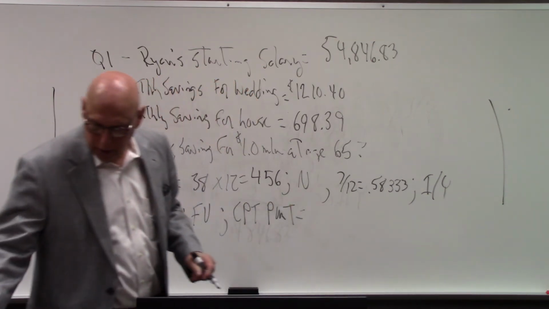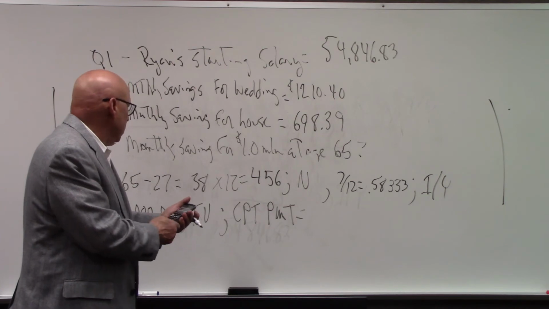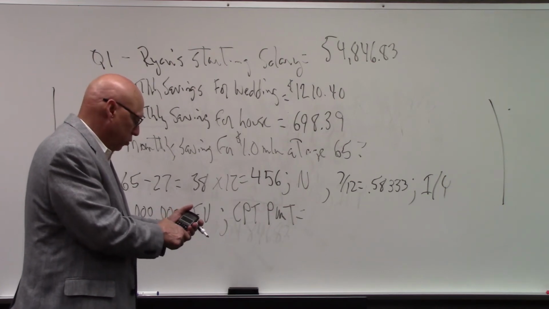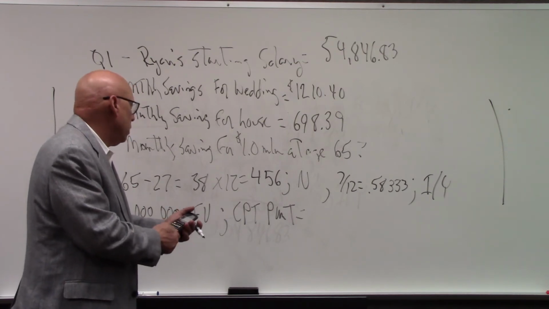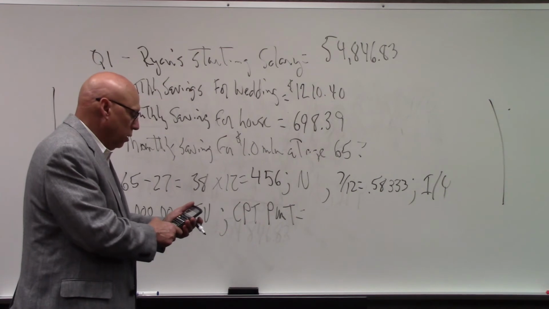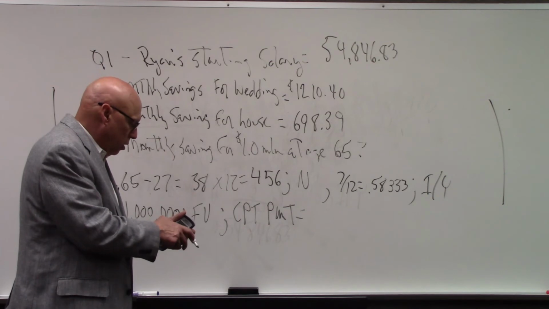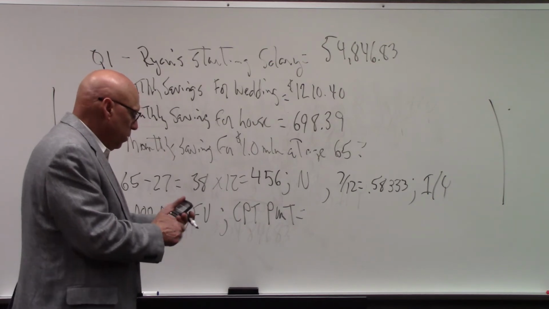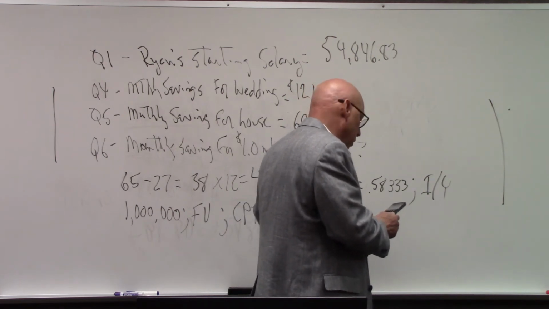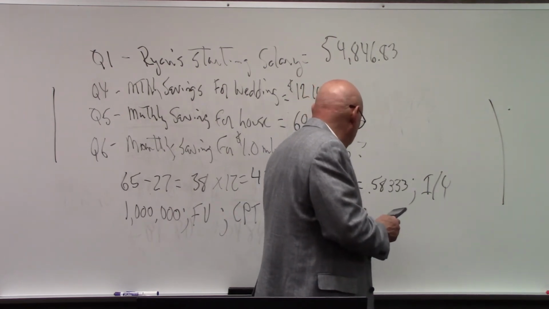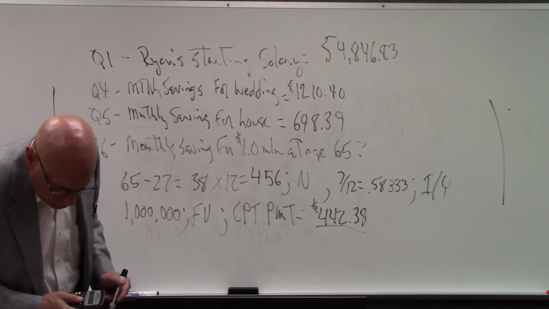So let's go ahead and clear the calculator out and get all that in there. So 456 is your N. 7 divided by 12 equals is your IY. $1 million is your future value, compute payment, and you have to put in $442.38. Okay.